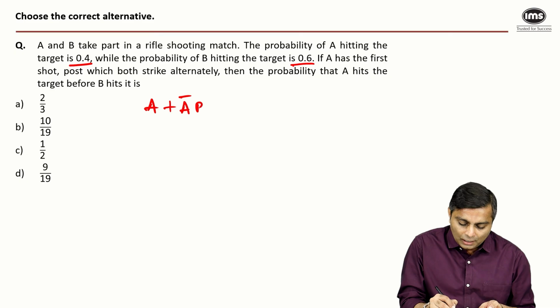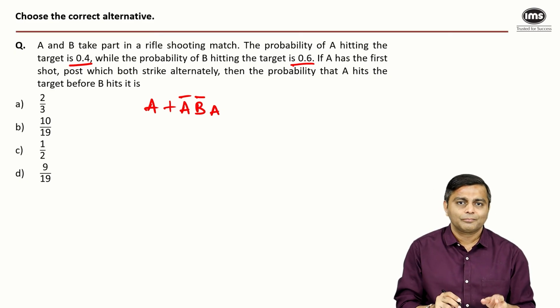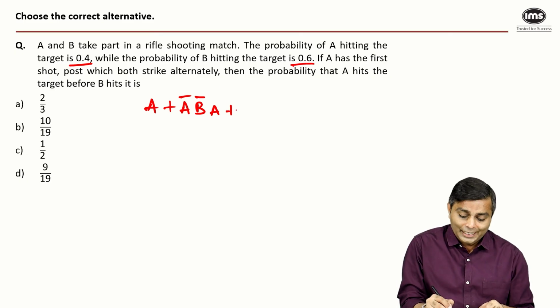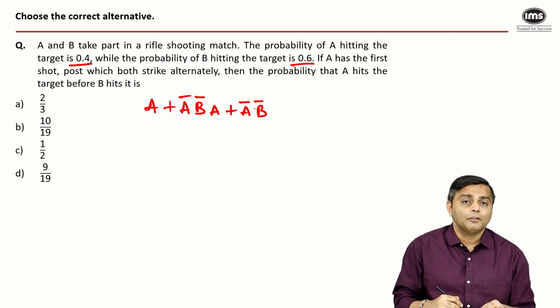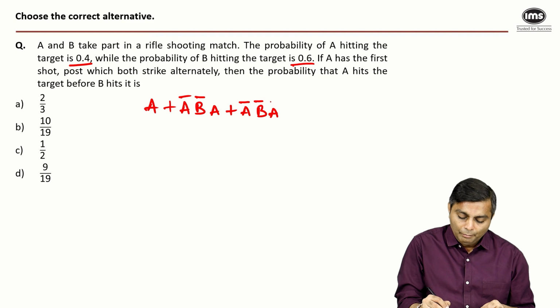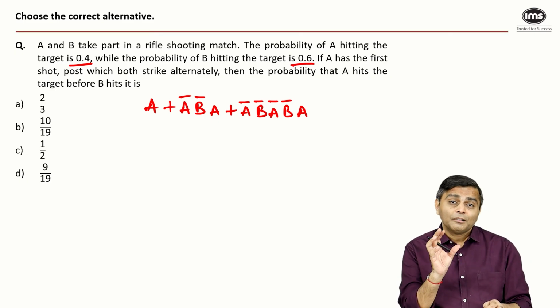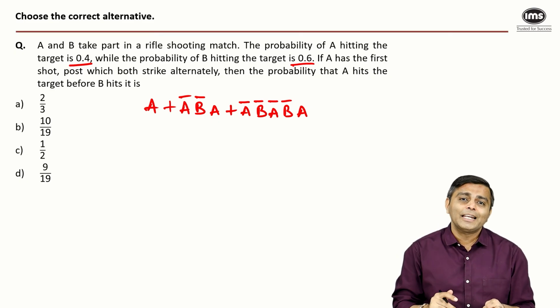So after that B comes, but B misses. And then A comes and A hits. This is another case. Another case will be what? You should now get the drift. A misses the first time. B misses the first time. A misses the second time. B misses the second time. And A hits the third time. So we are still working alternately and ensuring that A is hitting the target.